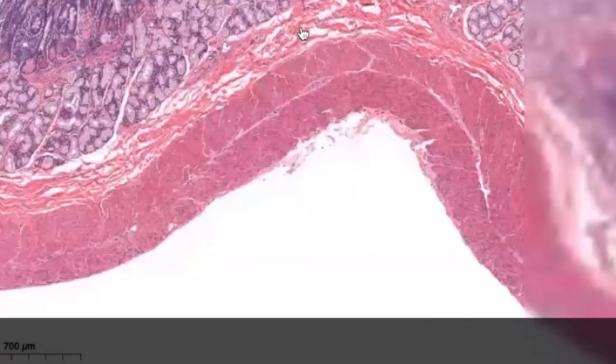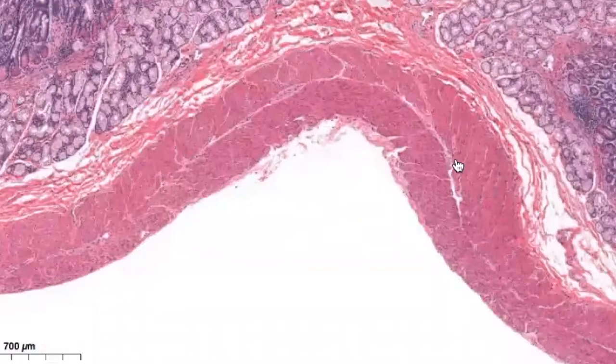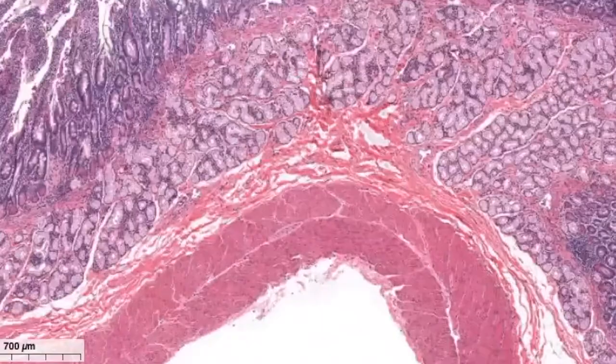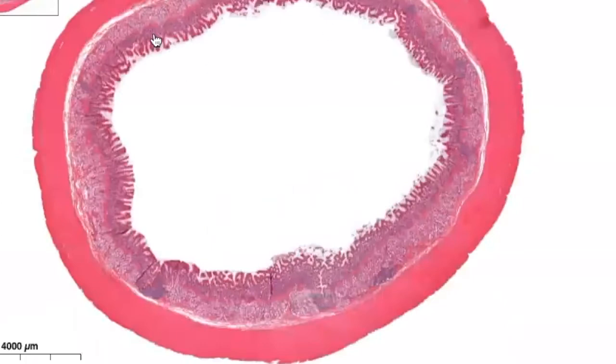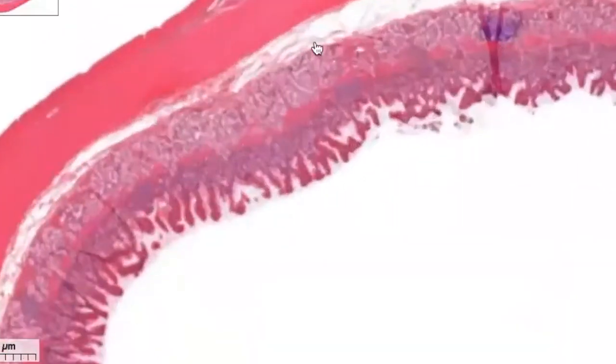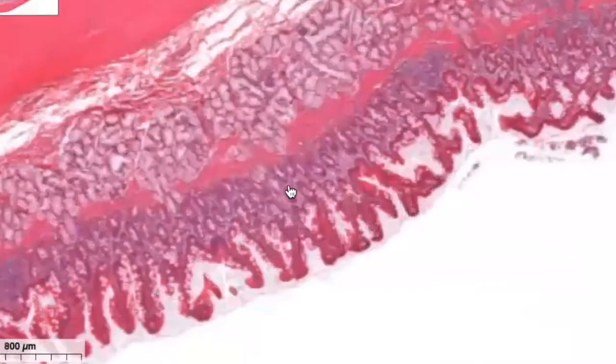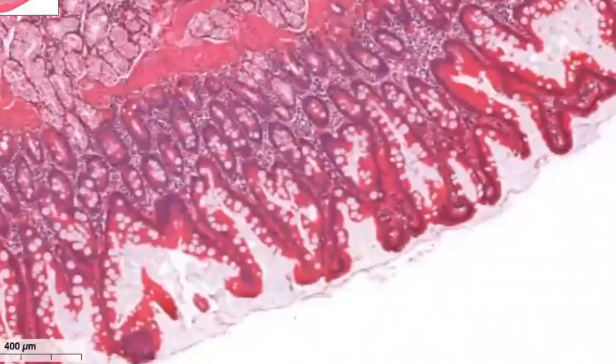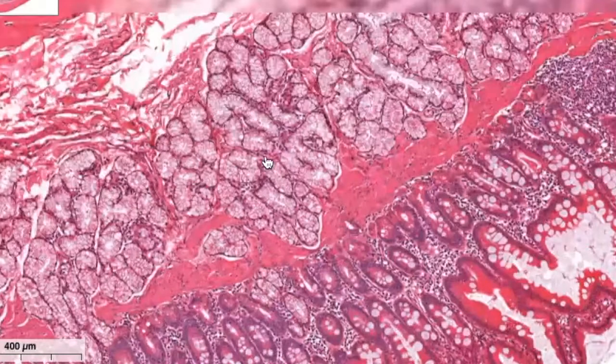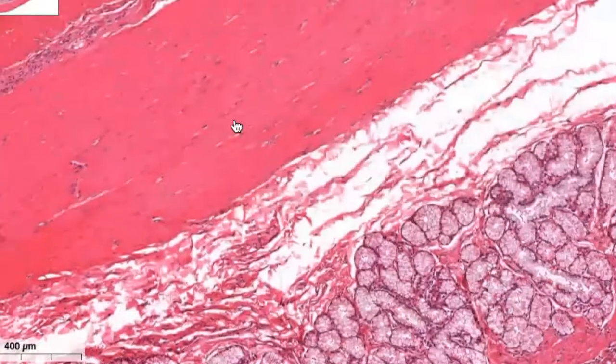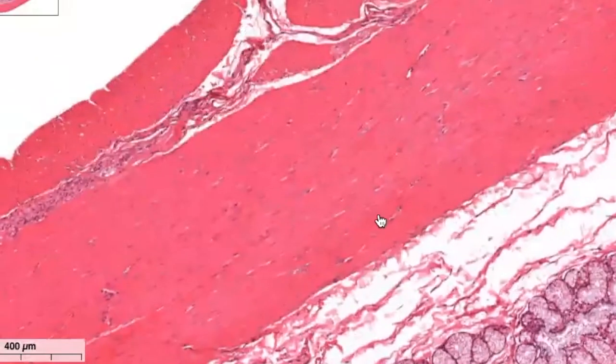Okay, you could also make out the inner and outer muscular layer right here. Another picture of the duodenum, a cross section over here, which shows all the Brunner's glands, which are all around here. They're here within the submucosa, and then moving on to the inner and outer muscular layer.